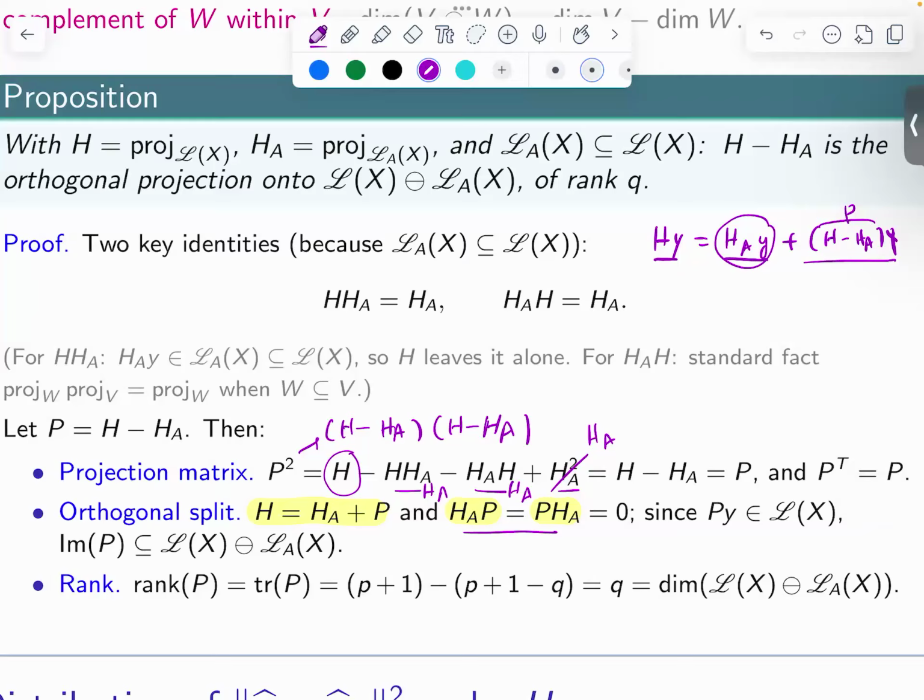And this is going to be a component in the image. So this belongs to the image of H, which is really LX. And this belongs to the image of HA. This is going to be in LA of X. And this is going to be orthogonal to LA of X, right?